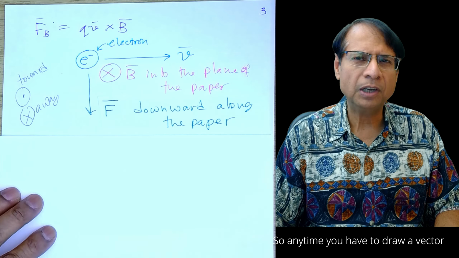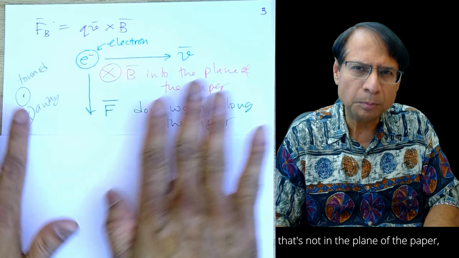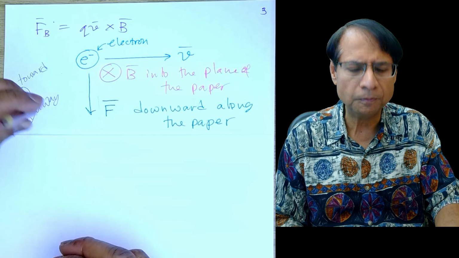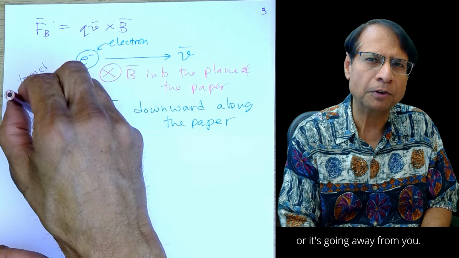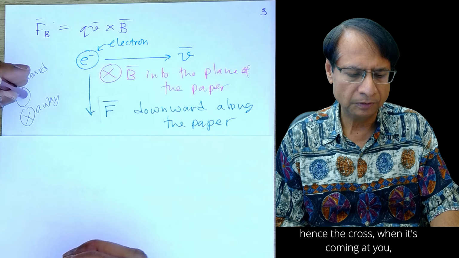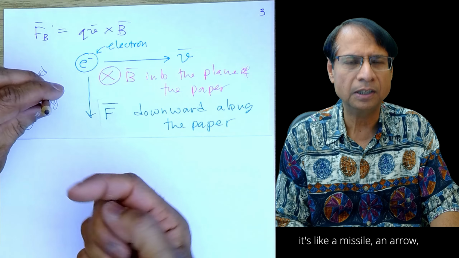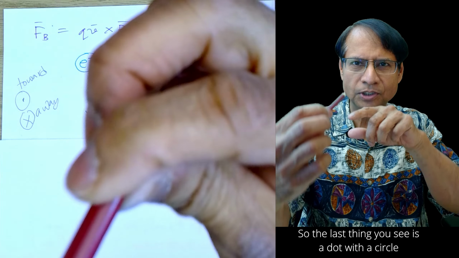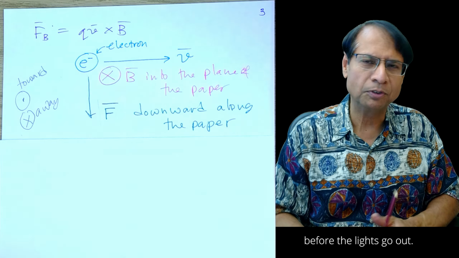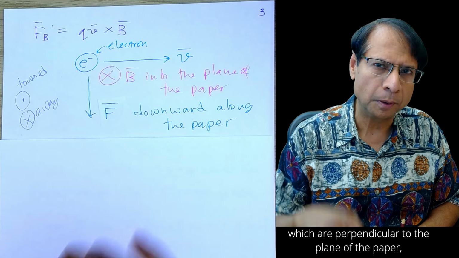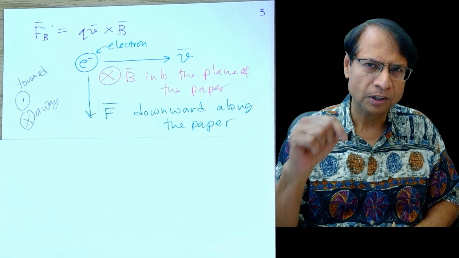So anytime you have to draw a vector that's not in the plane of the paper, you have two possibilities. Either it's coming toward you or it's going away from you. Going away from you, you're looking at the feathers, hence the cross. When it's coming at you, it's like a missile, an arrow, or bullet that's coming straight at you. So the last thing you see is a dot with a circle, before the lights go out. So this is how you draw vectors which are perpendicular to the plane of the paper, going in or going away.